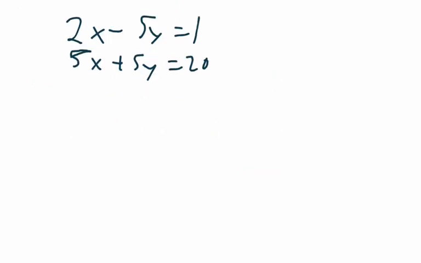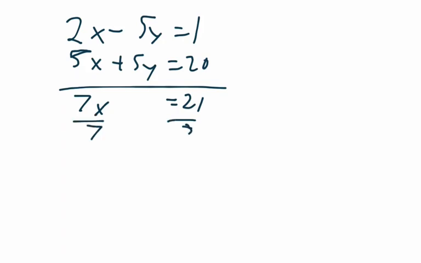Alright, for problems 4, 5, and 6, we're going to do the elimination method. This one's already set up for the elimination. 2x plus 5x is 7x. 1 plus 20 is 21. And then all we have to do is divide by 7. And x is equal to 3.